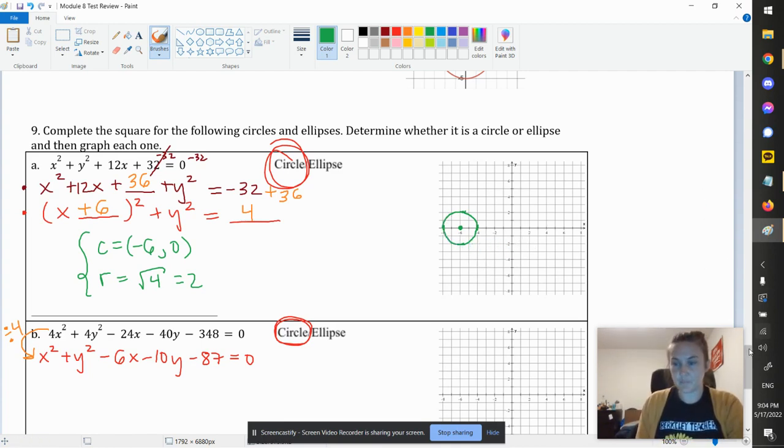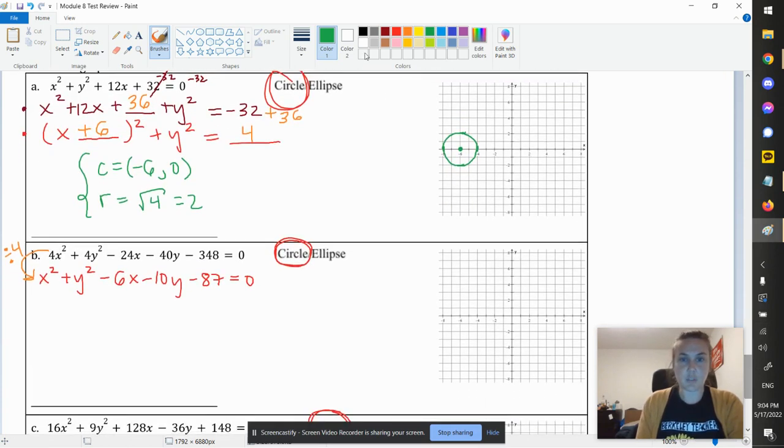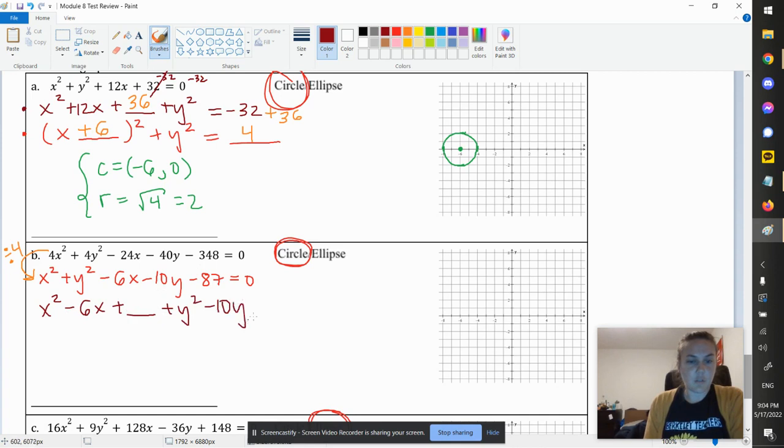All right, let's do it again. Same steps, so I'll do the same colors. The very first thing I did was divide everything by 4. I divided all of it by 4 because I know it's a circle, and now I can do the same steps. I'm going to sort. X's go together with a big blank afterwards. Y's go together with a big blank afterwards. And I move the 87 to the other side. Because it was subtracted at first, it's going to be added on the other side.